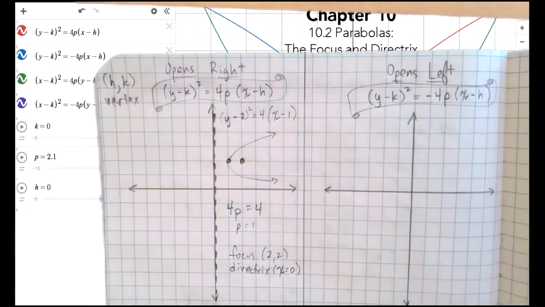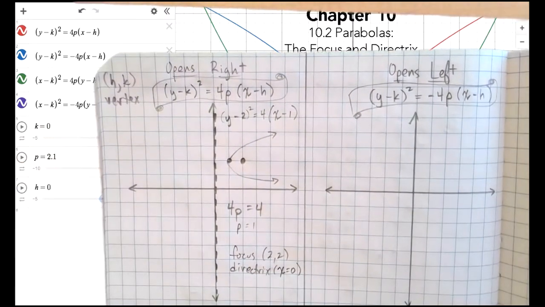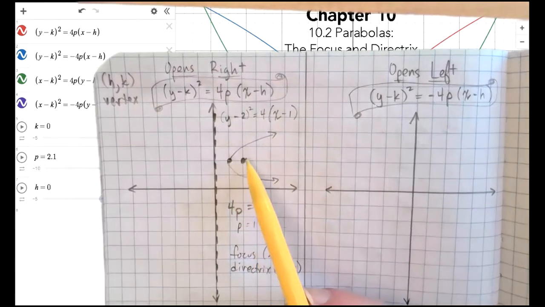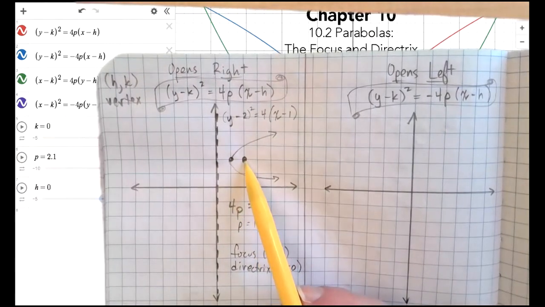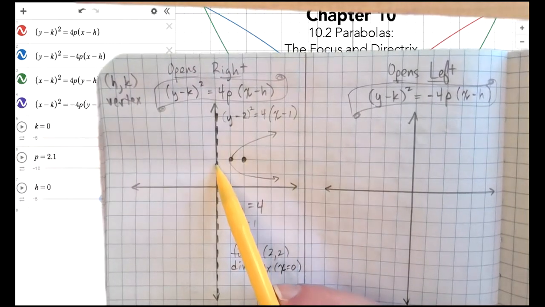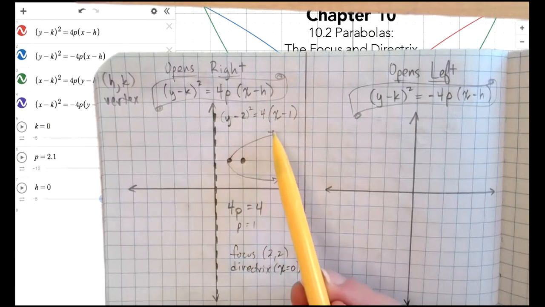If you want to find actual points of that, now I kind of do because that looks pretty bad, but I just want to focus on this: this is the focus inside the parabola. This is the directrix outside the parabola. You see this opens to the right.